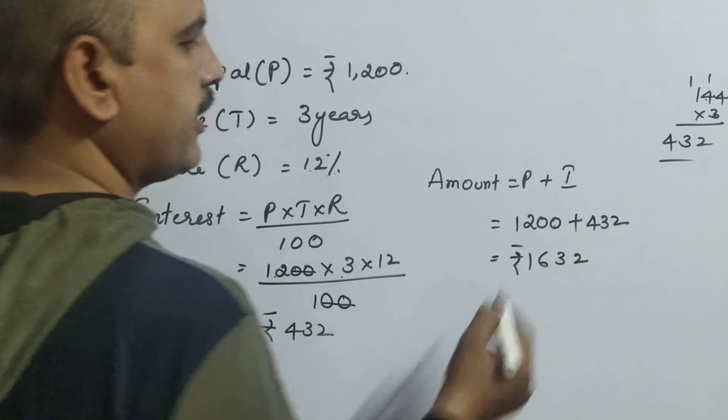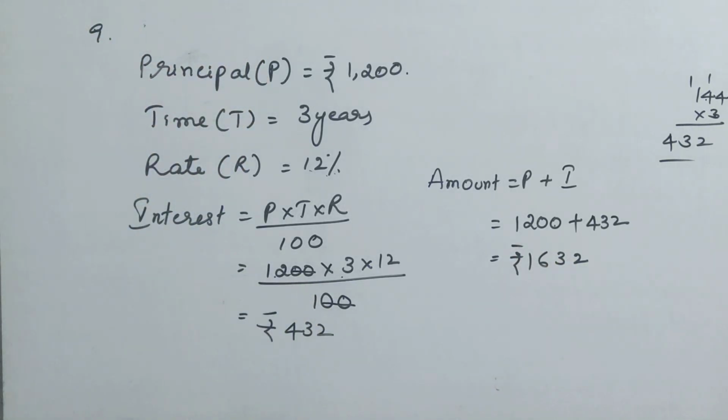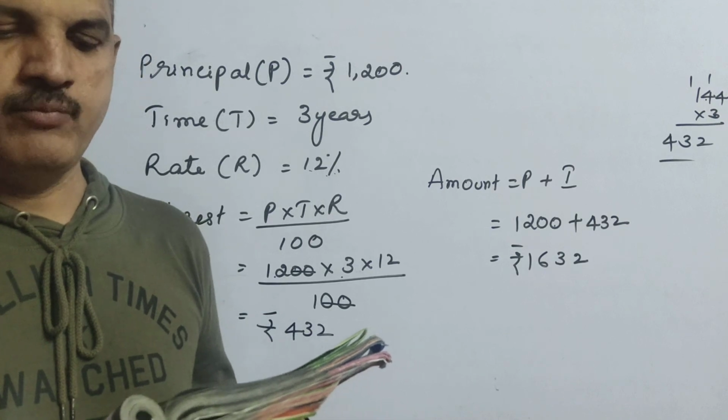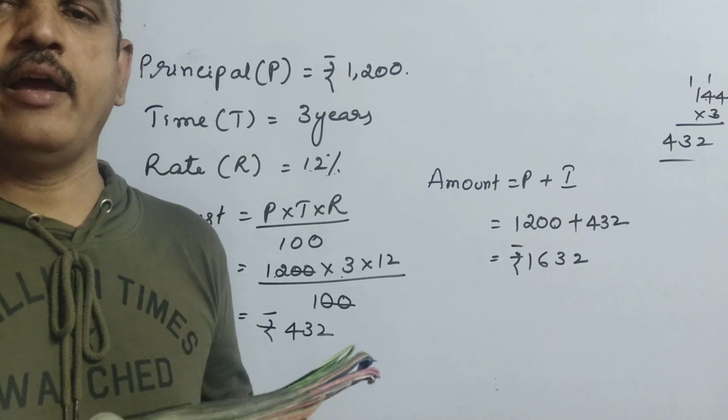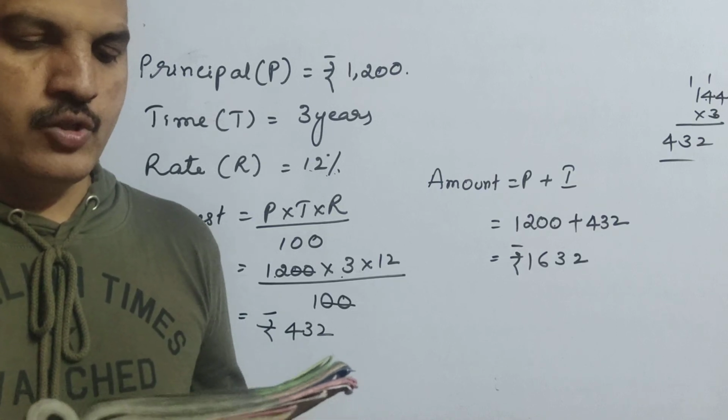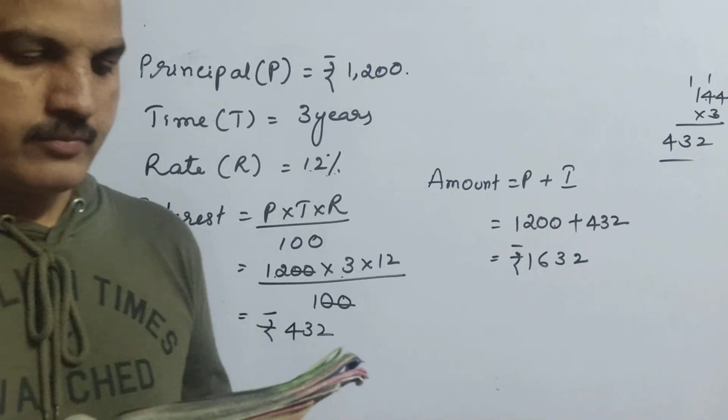So 1632 rupees he will give it back. That is the amount to be paid by him. Similarly, the 9th question, part B, is the same, only the principal and rate of interest change, but the time is 3 years only. Okay, so we'll go for the next sum now.